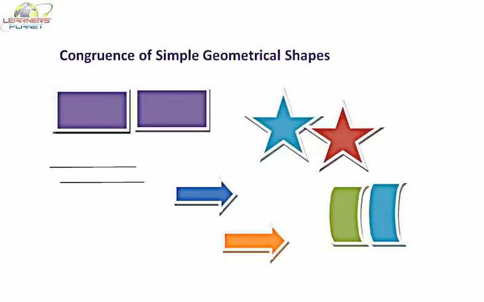Precisely, we just have to keep this thing in mind. If two shapes are identical in all respects, that is shape and size, then these two figures or images or diagrams or maybe shapes can be called congruent.